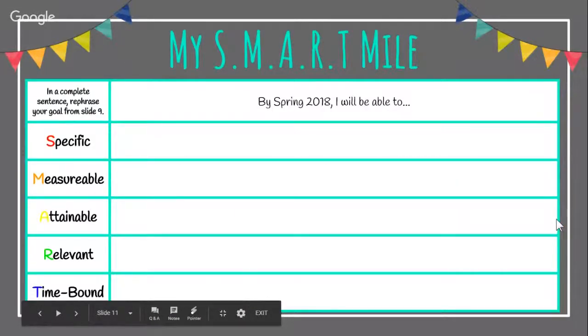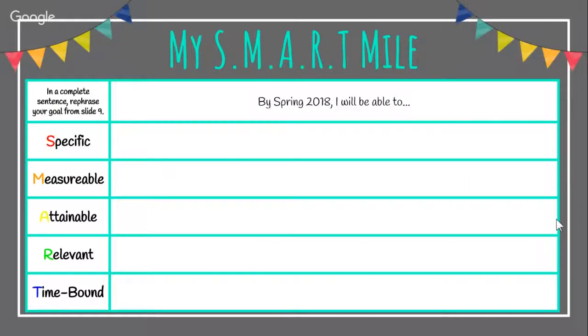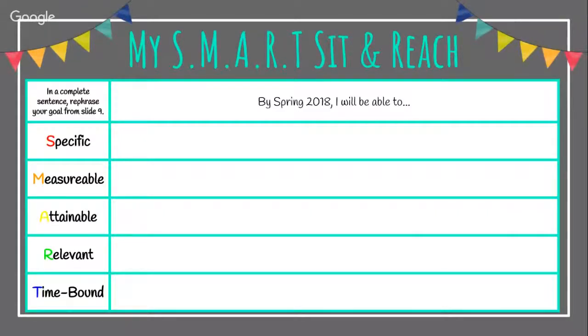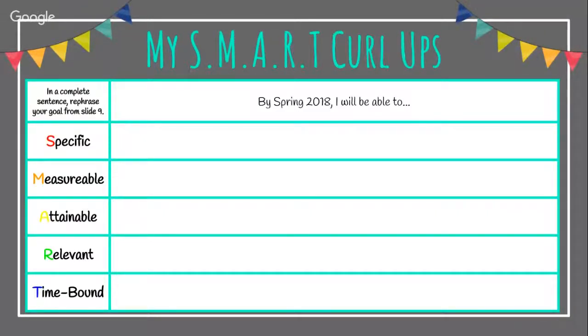And so they have this slide for each of their FitnessGram test components. And so you can see that they need to review their goal from slide 9, which is where they put their major goals in the first place. And now they need to be specific. So here they're typing, by spring 2018, I will be able to run an 8-minute mile. And now they need to go through the specific, measurable, attainable, relevant, and time-bound components of what that goal looks like. And they'll do this for the mile, for the pacer, for shoulder flexibility, sit and reach, push-ups, and curl-ups.